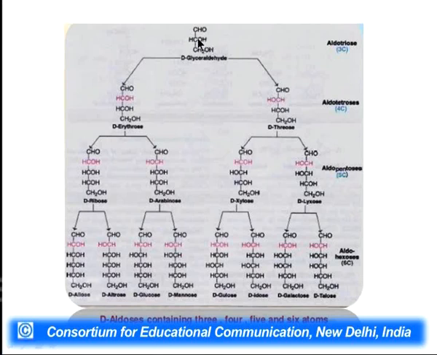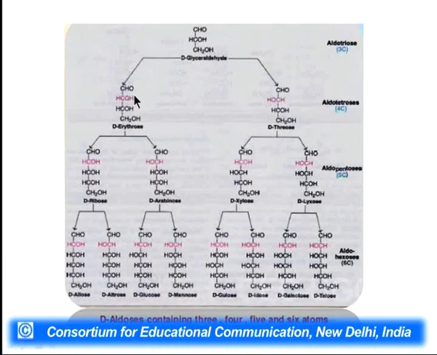And now you also know that we are giving this structure the D configuration, because this OH is on the right hand side. So now when I have to make a tetrose, that means we are doing the lengthening of the chain, which we normally do by Kiliani-Fischer synthesis, which we'll be discussing again in the next lecture. So now we have to insert a carbon here. This carbon I have shown with a red color, we've inserted this carbon.